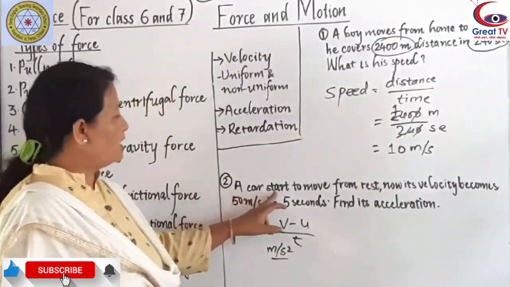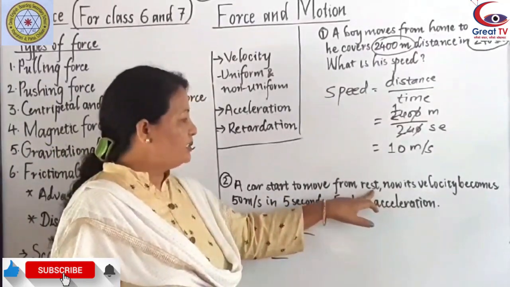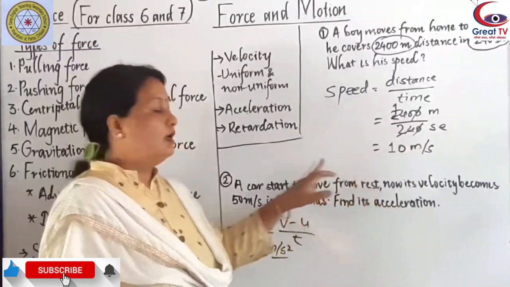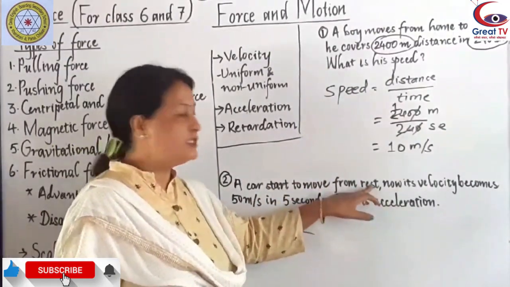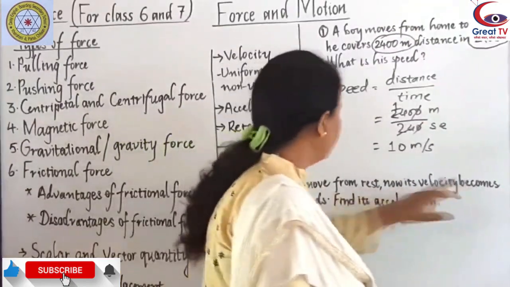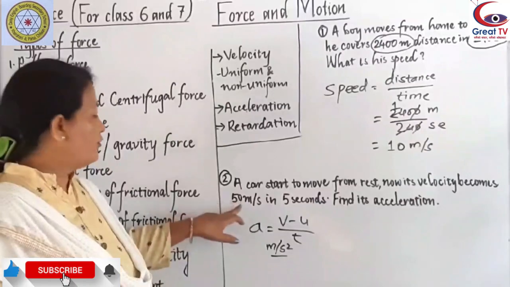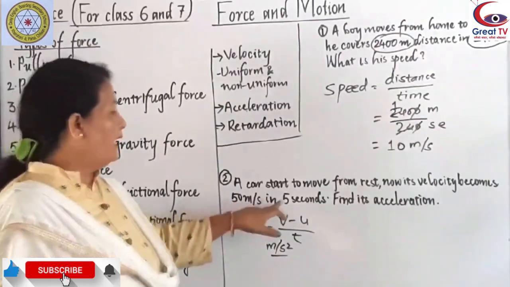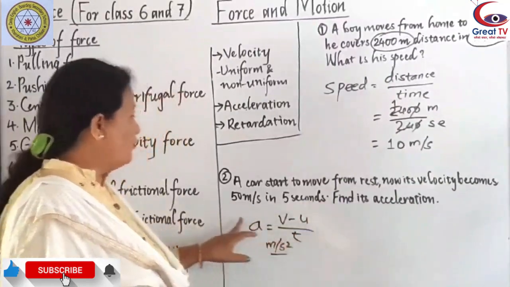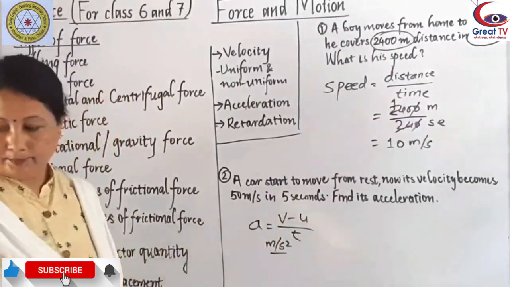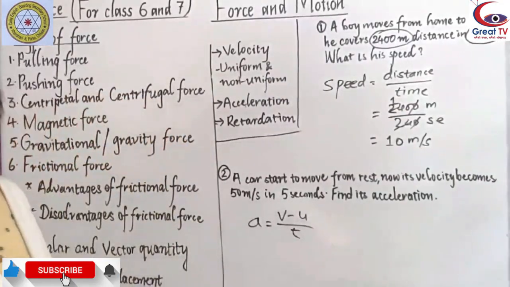Now a car starts to move from rest. Rest means its initial velocity is 0. Now its velocity becomes 50 meter per second. Final velocity is 50 meter per second and the time taken by the car is 5 seconds. Now we calculate acceleration by this formula: a is equal to v minus u by t.